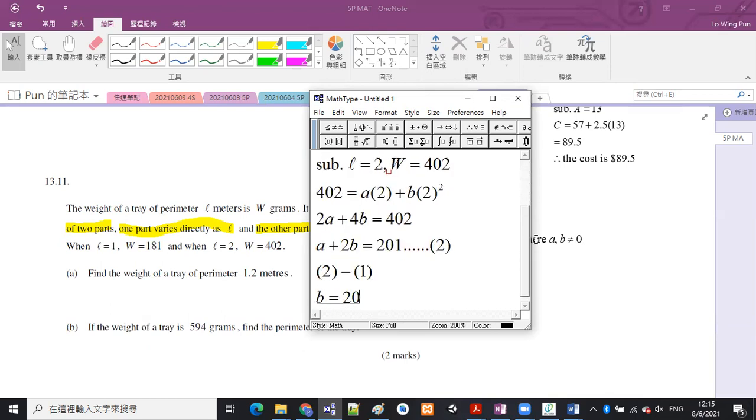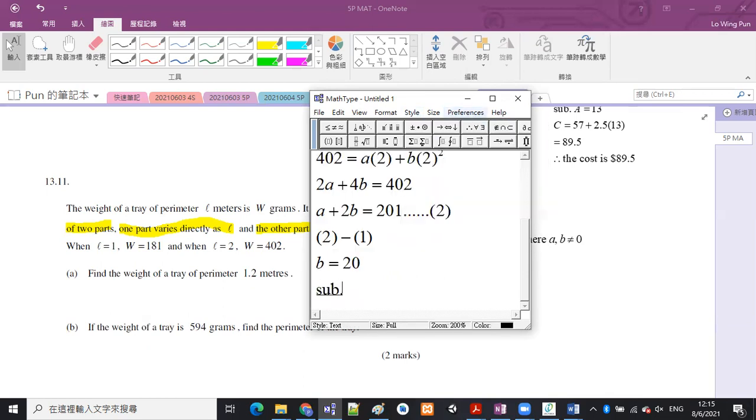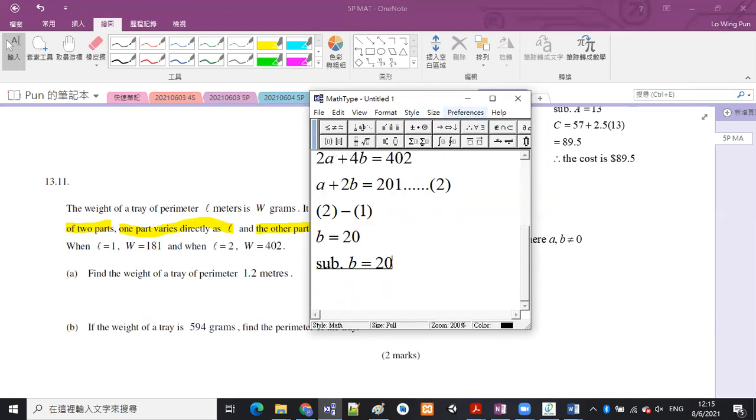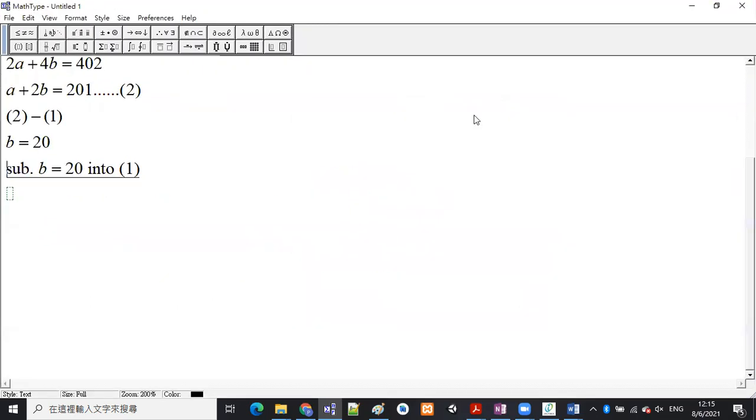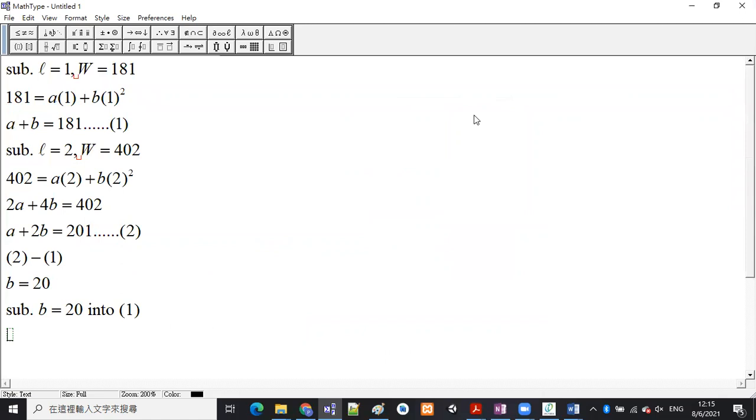Is it 20? Yes. Okay, and then you just substitute B equals 20 into equation 1. What is equation 1? A plus 20 is equal to 181. So A is equal to 161.